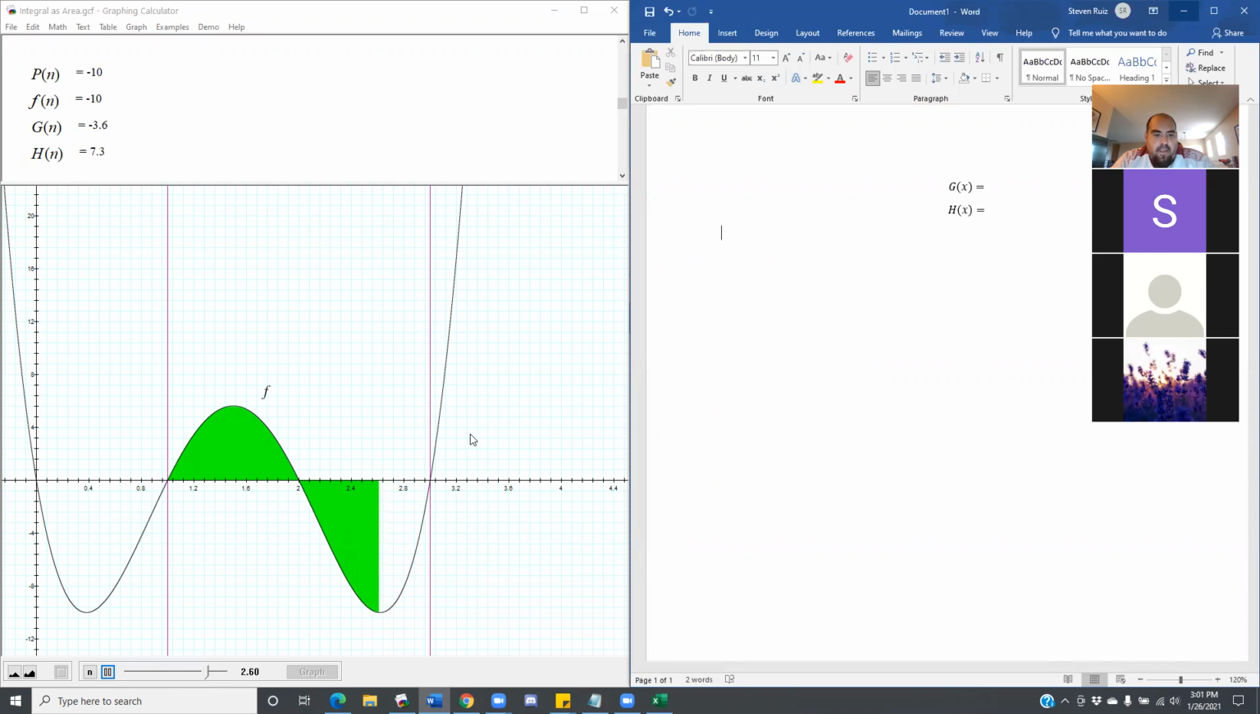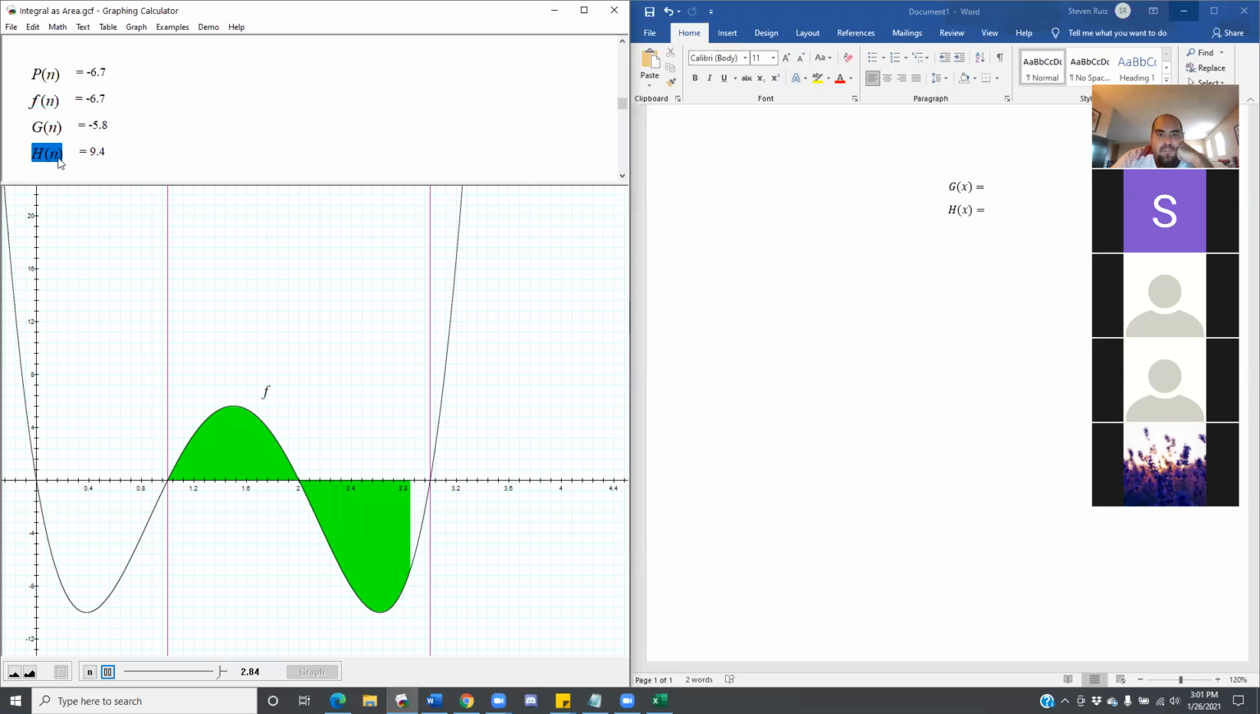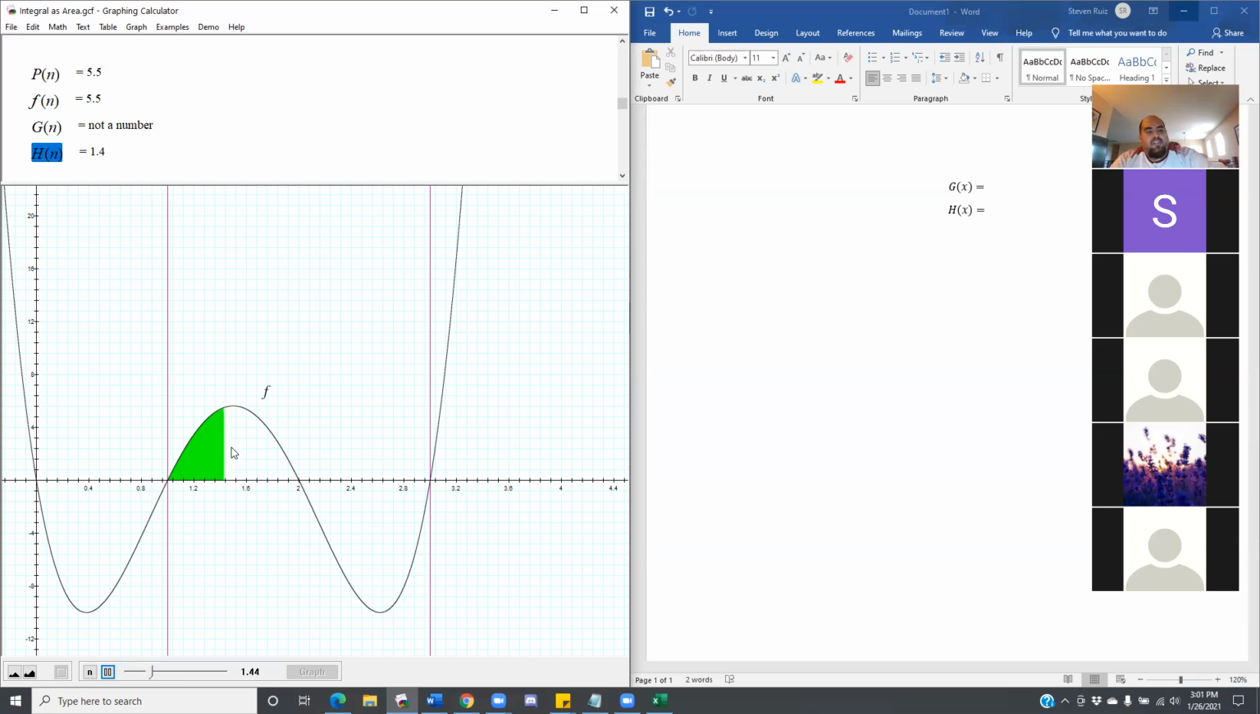Okay, good. So I think, correct me if I'm wrong, Mark, by the end of class yesterday, you had talked about what P of n and F of n were representing here. So today I want to focus on G of n and H of n and talk about what those represent. So basically I have my value of n going back and forth. Hopefully you can see this green shading between this function f and the x-axis.